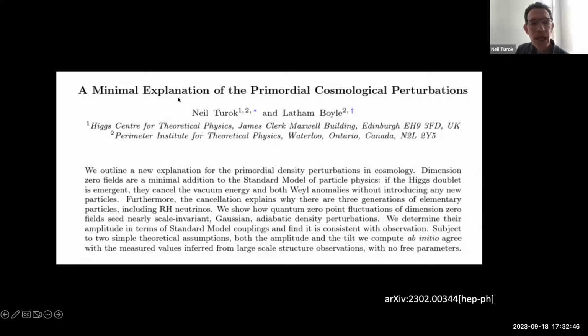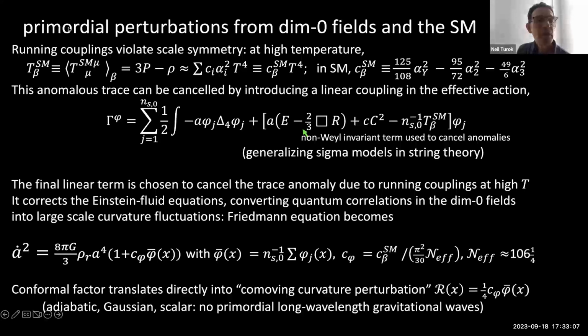So I'm going to end, I hope I have 5 minutes left. I'm going to end by explaining how quantitatively the vacuum fluctuations in these funny dimension zero fields explain what we see in the cosmic microwave background. So the principle we use is that the trace of the stress energy tensor should be traceless at the Big Bang singularity. Okay, that's exactly what we need in order to resolve the Big Bang singularity.